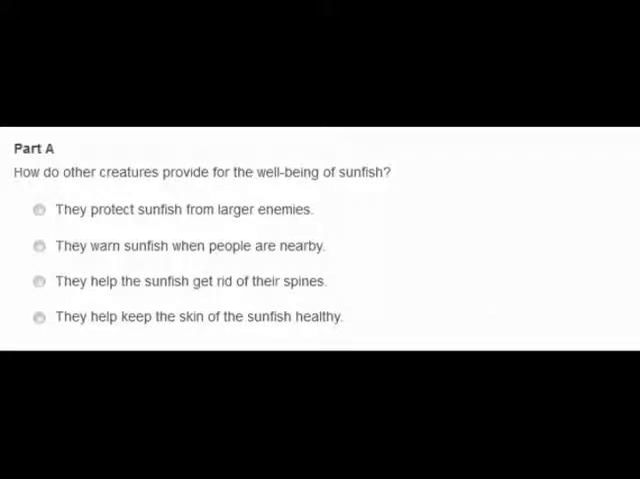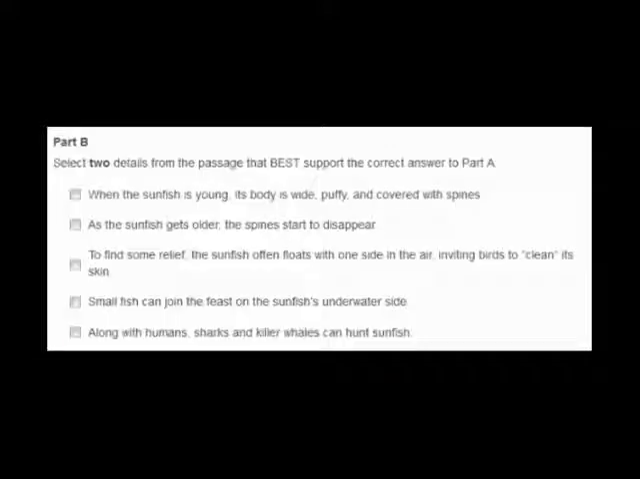Then the student is presented with Part A, a multiple choice question. The student selects the correct response, and then the student will need to explain why that is the correct response. Enter Part B. The student is asked to select 2 details from the passage that best support the correct answer to Part A. A lucky guess won't suffice with this type of item. The student has to be able to indicate the correct supportive evidence.